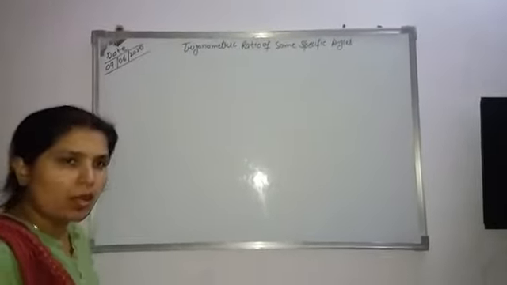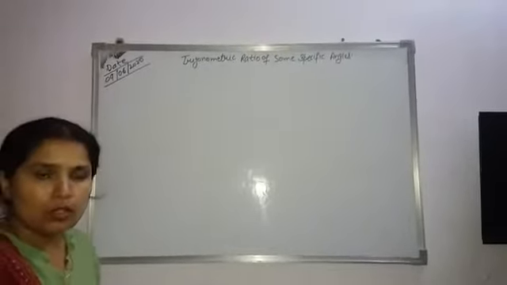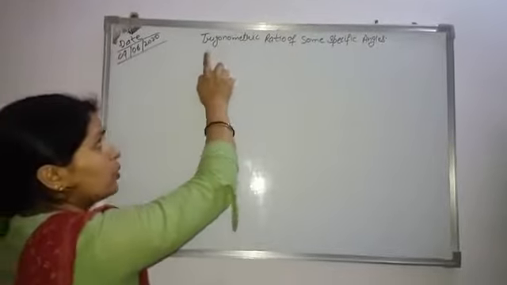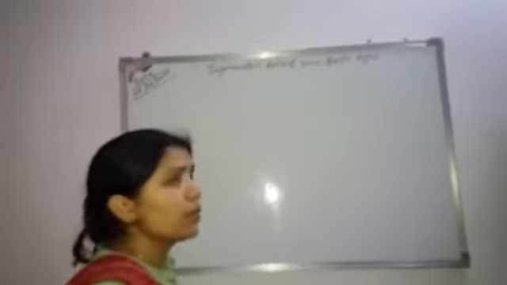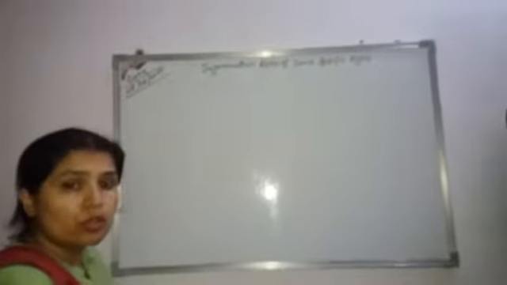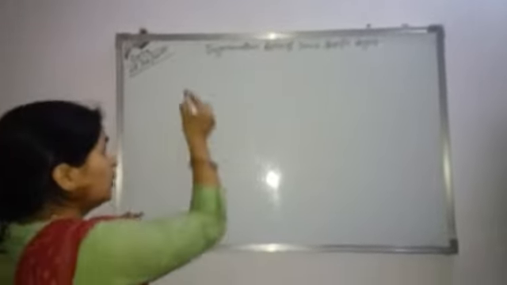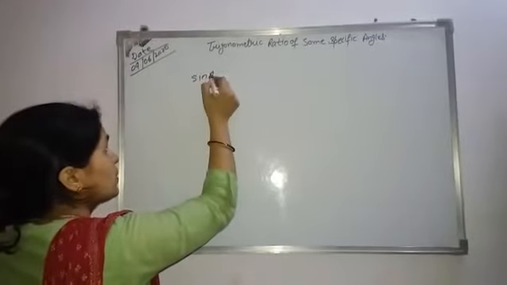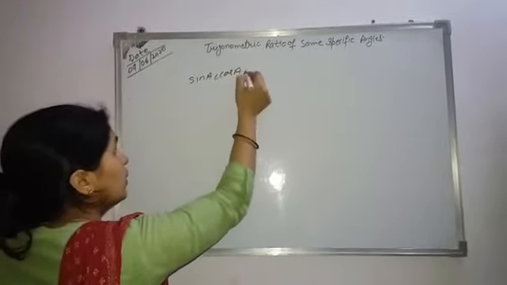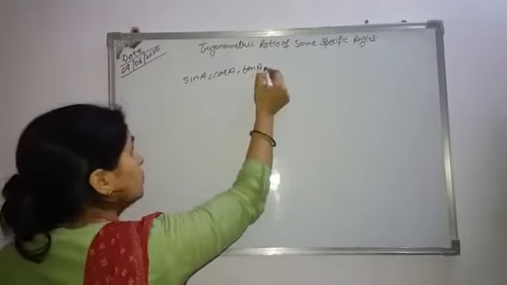Yesterday we discussed the topic of trigonometry. Today we will do the topic trigonometric ratios of some specific angles. Yesterday I told you how we can find the ratios of sine A. Which ratios? Sine A, cos A, tangent A.